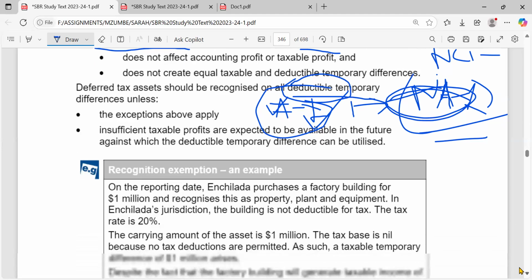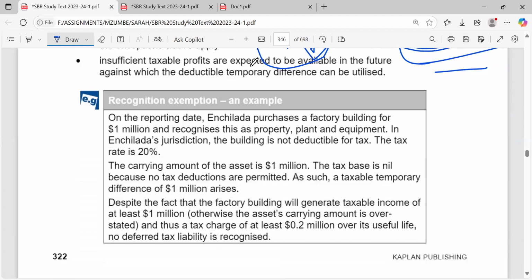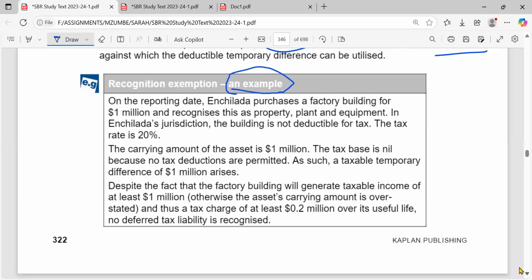Okay. So here, let's go with recognition exemption and an example. Let's look at an example of an exemption now, right? We have seen the procedures, but now we look at an example. On the reporting date, Enchilada purchases a factory building for $1 million, and recognizes this as property, plant, and equipment, PPE. As per IAS 16, in Enchilada's jurisdiction, the building is not deductible for tax. You see that? So it's there, but it's not deductible for tax.